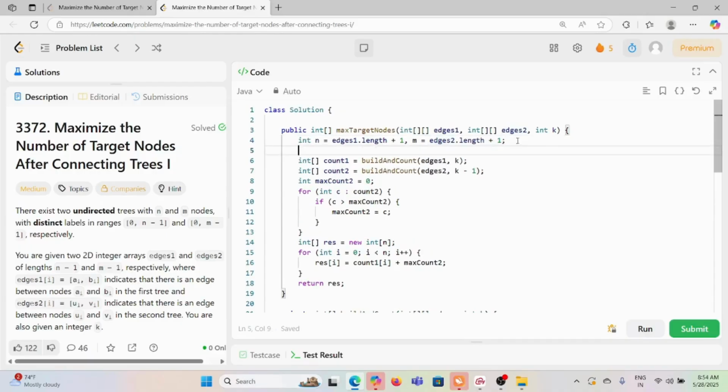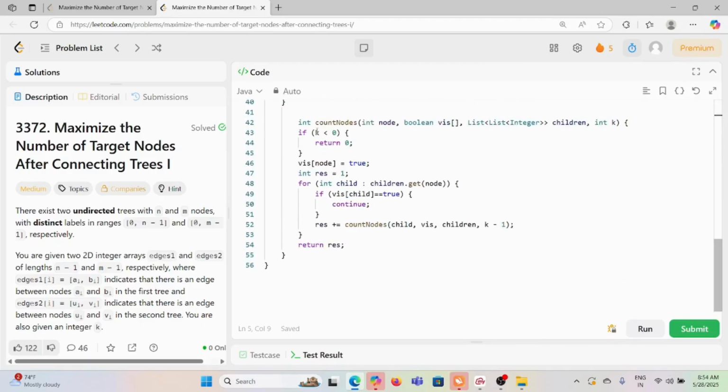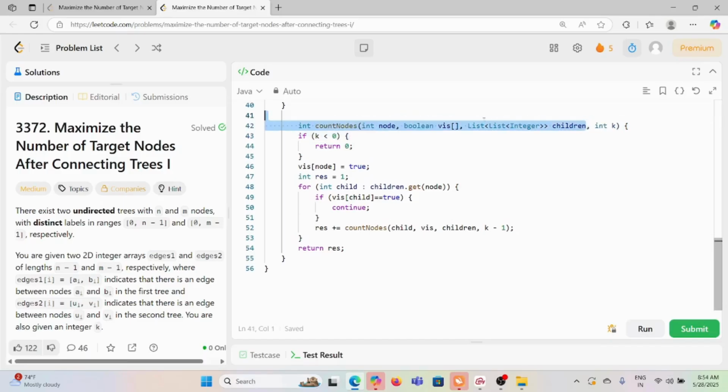Now see what we are doing. We have written a build and count method. Before that, we will look at the count node method. This count node method is a DFS way of doing it. This node is the node from where we are starting, and this is one Boolean variable so that we don't repeat things, because this is an undirected graph, and this is the adjacency list, meaning a list of lists. We know that every node is connected to a list of nodes, so this is just an adjacency list. We call it children, and k is the value given in the question.